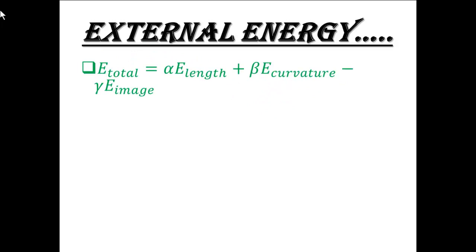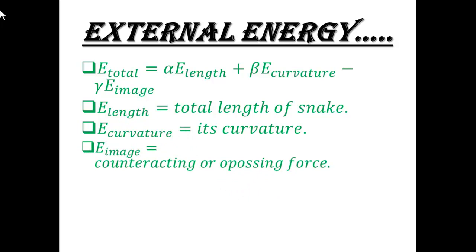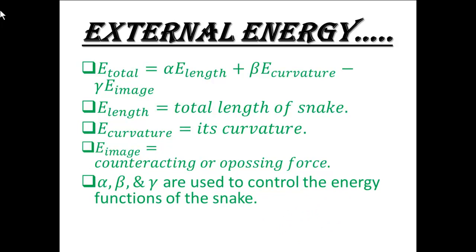Total energy equals alpha times the total length plus beta times the curvature energy minus gamma times the image energy. E length equals the total length of the snake. E curvature is its curvature. E image equals counteracting or opposing forces. Alpha, beta and gamma are used to control the energy functions of the snake.